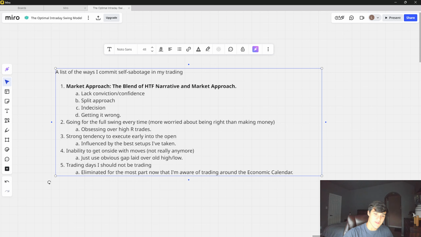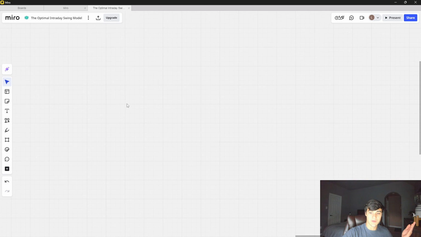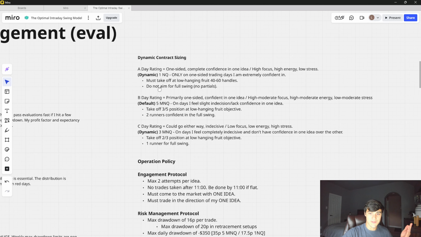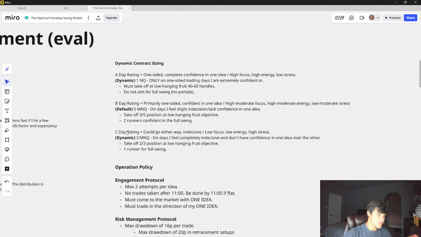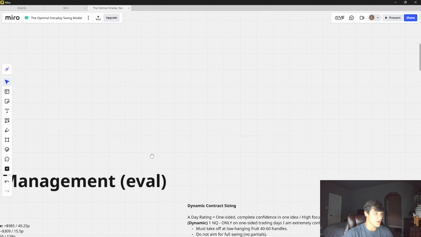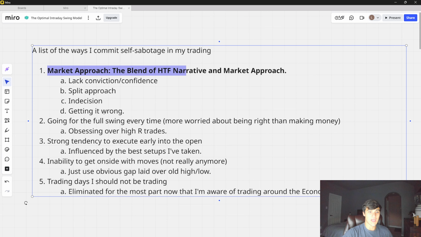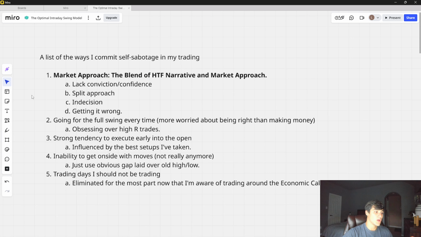And I'm going to combat this using the partial profit taking system. And I'm going to combat this by coming to the market only looking for one idea and basically separating the days between, you know, is this going to be an A+ day, a B+ day, or a C day? And depending on that, it's going to determine if I want to trade, if I think it's worth engaging at all, and I'm going to risk manage accordingly.